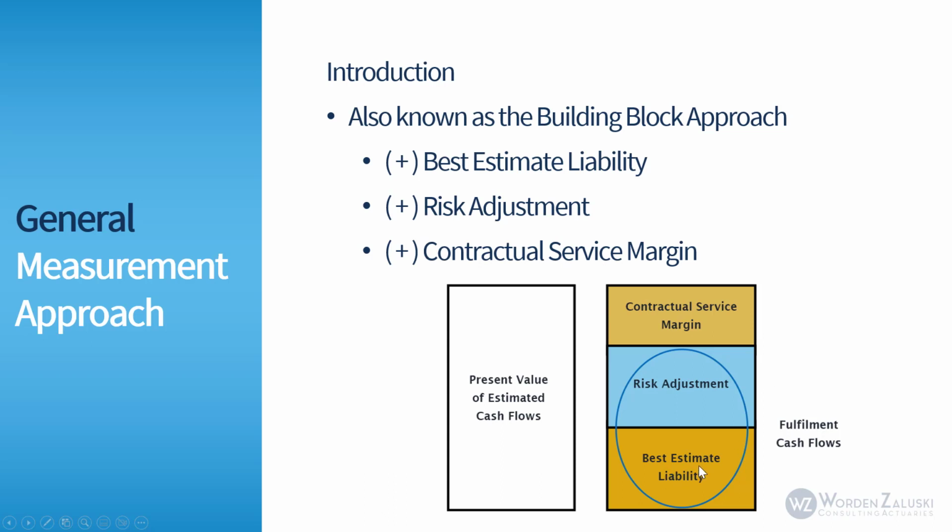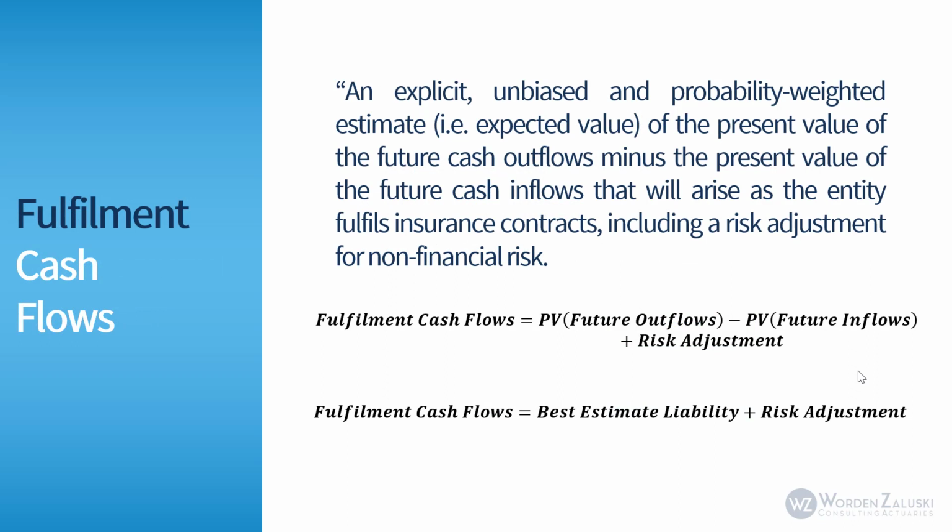And you can picture that as a series of blocks. So we have our best estimate liability plus our risk adjustment plus our contractual service margin. Now the sum of the best estimate liability and the risk adjustment are known as the fulfillment cash flows. IFRS 17 defines the fulfillment cash flows as an explicit, unbiased, and probability-weighted estimate, or in other words, an expected value, of the present value of the future cash outflows minus the present value of the future cash inflows that will arise as the entity fulfills the insurance contracts, including a risk adjustment for non-financial risk.